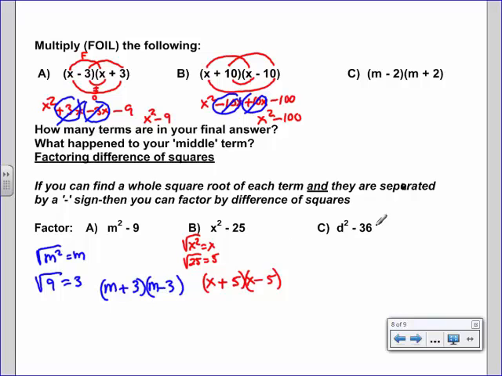Now you should be getting to the point where you can just about look at this and tell me what the answer is. Give it some thought here. Well, if you said put in a d and a d, a 6 and a 6, and a plus and a minus, you're absolutely right. That's the factored form of d squared minus 36.